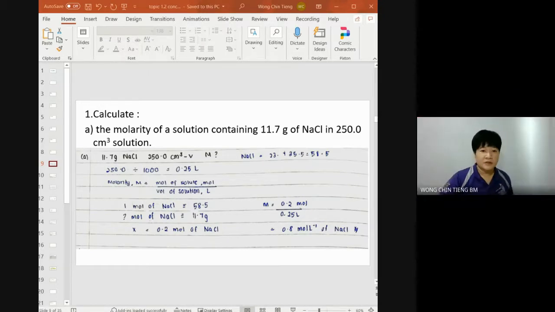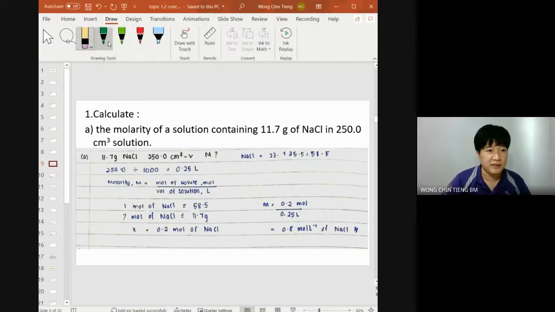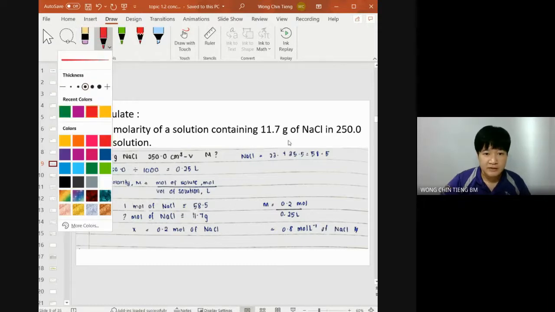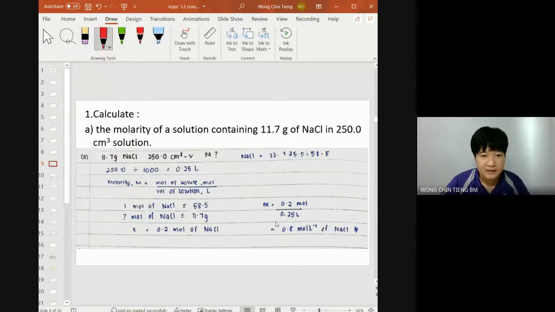Alright. So, nothing big deal over here. Cuma ada satu je saya nak tegur for whoever punya jawapan ini. Just one thing. Still not a big fan of M. Dan saya still prefer kamu tulis molarity as in molarity lah. Okay? I still prefer that.